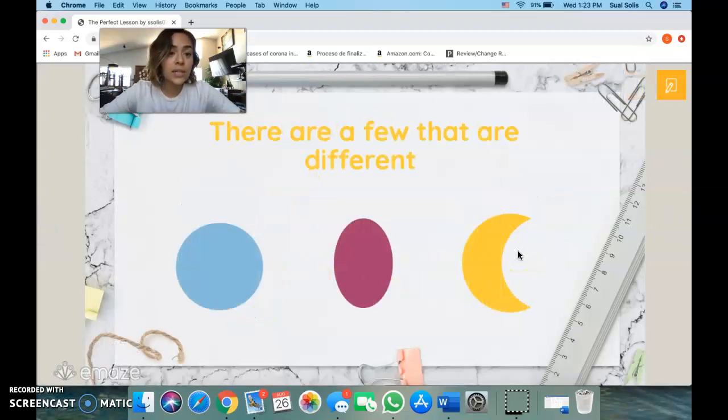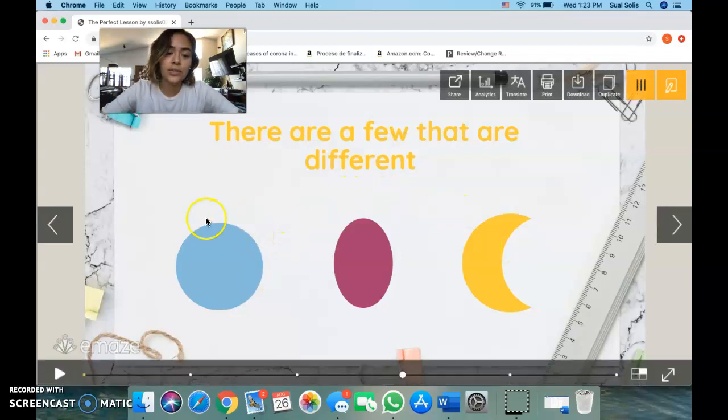There are some shapes, though, that do not have sides or that do not have corners, like a circle. A circle is just a shape that has no sides or corners, or an oval as well. And then we have here a crescent. The crescent does have two corners, but no sides. You see, sides are supposed to be straight, not curved.